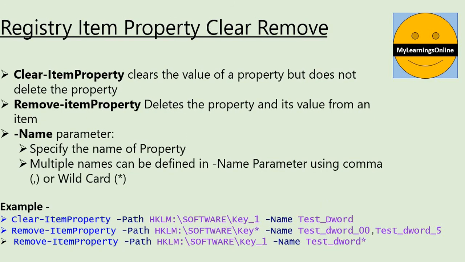Name parameter is used to specify name of property. It supports the use of wildcard, and for specifying multiple properties, we can use comma as well. In example, we can see the use of this parameter with both these commands.